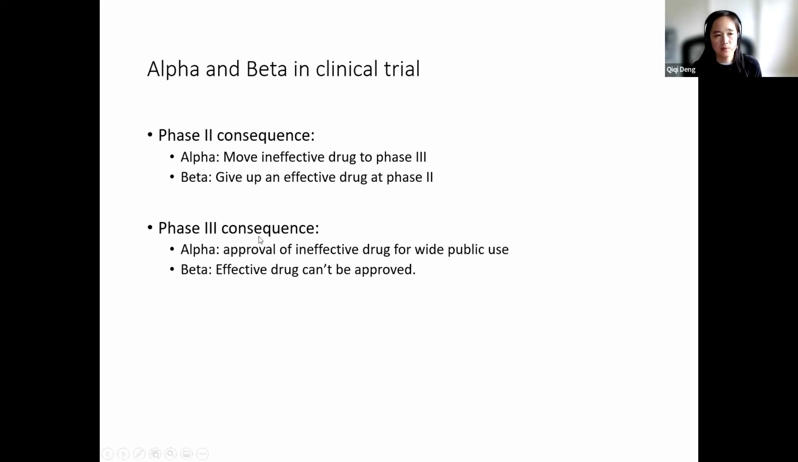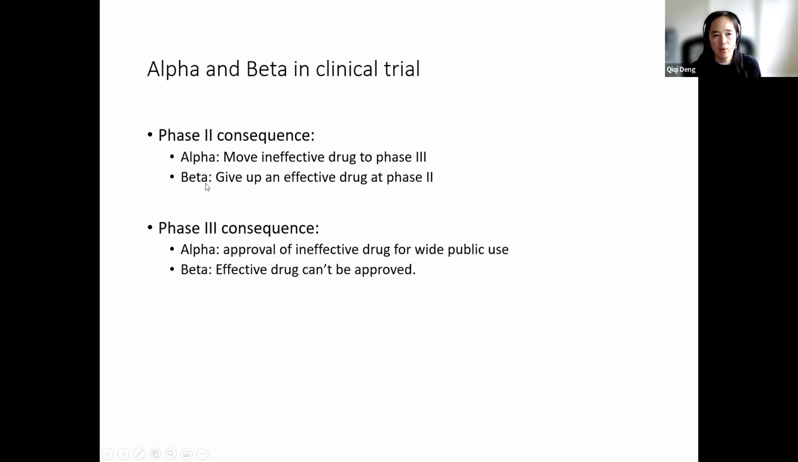And when it comes to phase 3 study, the same type 1 error concept. However, the consequence is that you will have approval of an ineffective drug for wide public use. Therefore, this level of consequence is different. That's why the agencies are very, very serious about the type 1 error control, because they don't want to approve a drug for public use if it is not working.